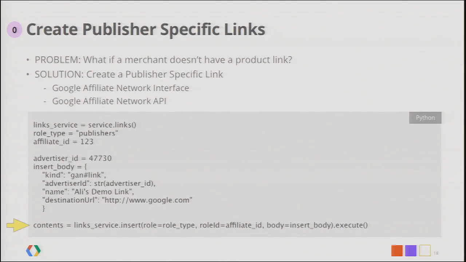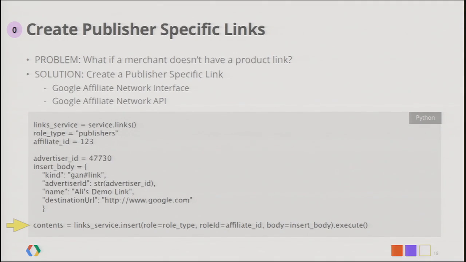Just like we showed in all the previous slides, you call insert with the role ID, as well as that insert body that we just populated. Call execute on that, and then you have yourself your very own link. Paste that on your site, and now you're going to get credit for those deep links. So what can you do with this? Why create this sort of API?